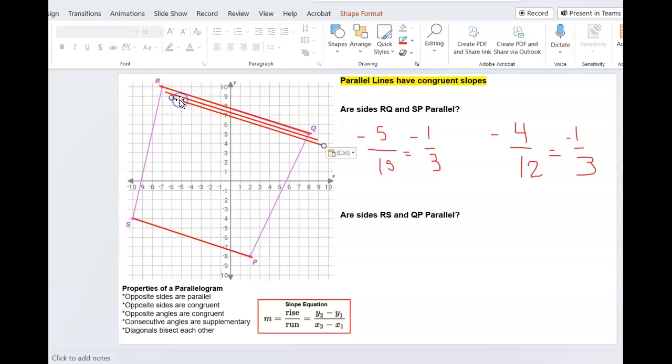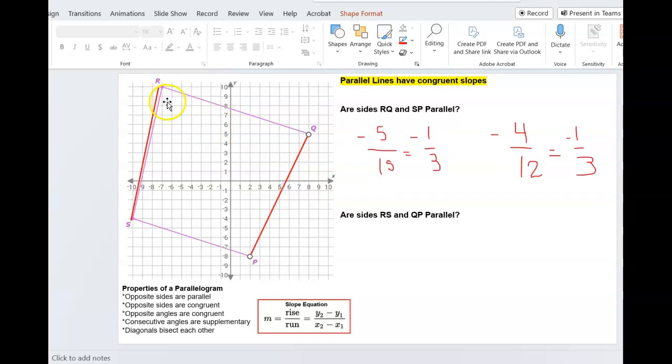Maybe instead of making new colors, I'll just move these around. So we're going to do RS and PQ. So we want to know if opposite sides are parallel here. So now we're going to do kind of the left and right, and again count.